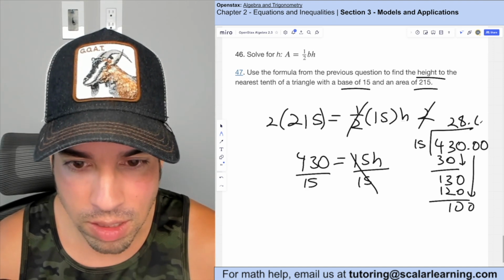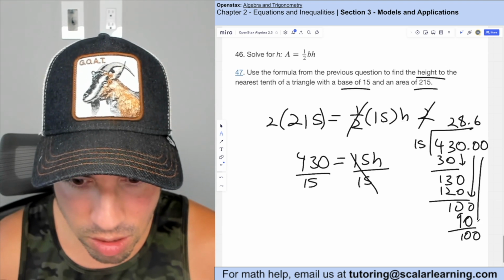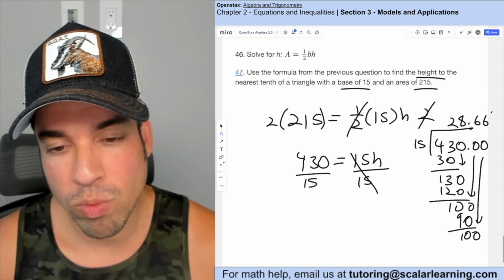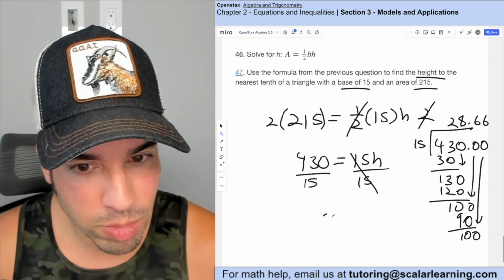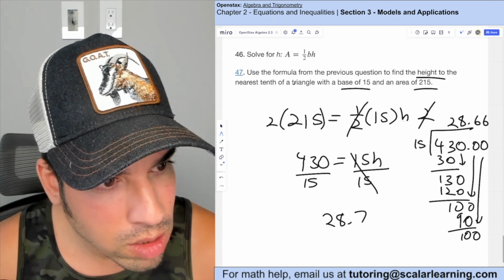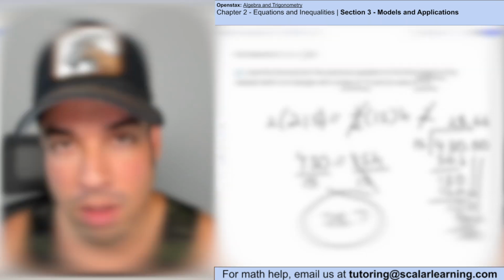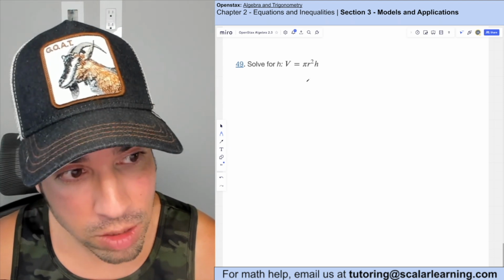That goes in 6 times, which is 90. 10, bring down the 0. And you can see it's going to be repeating 6s. So we round up to the nearest tenth, which is going to be 28.7. And the unit does not say, so we just say 28.7. Boom, done.